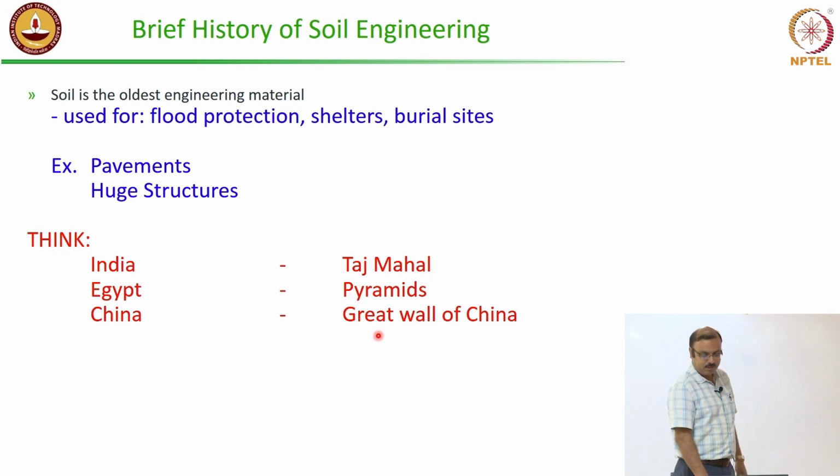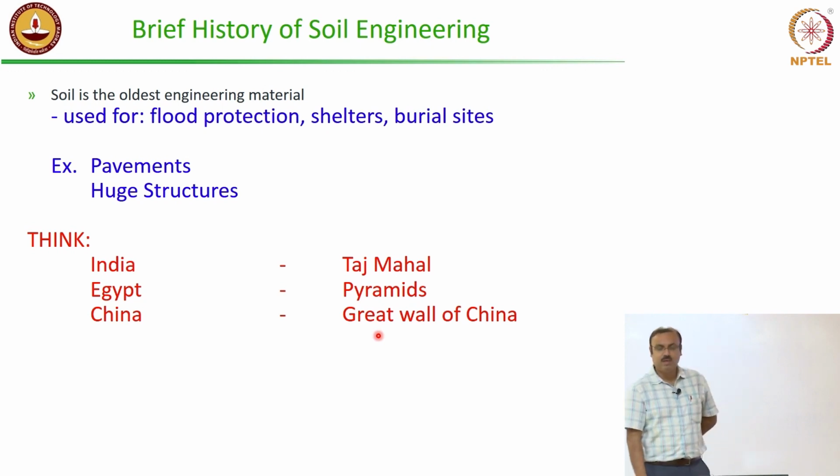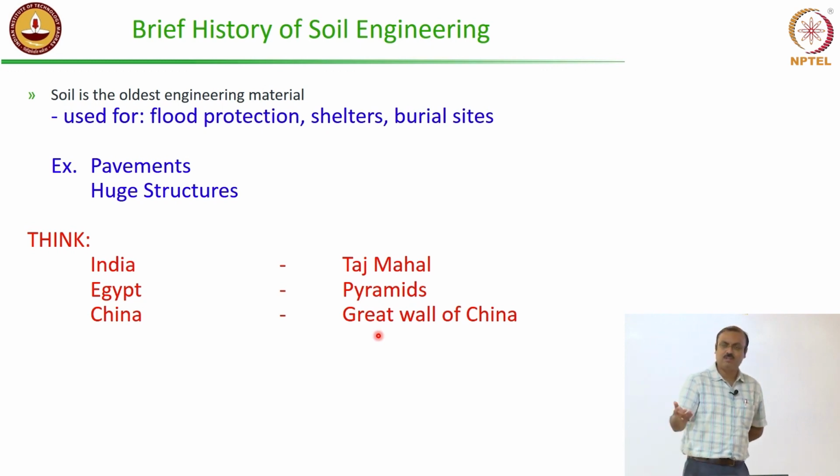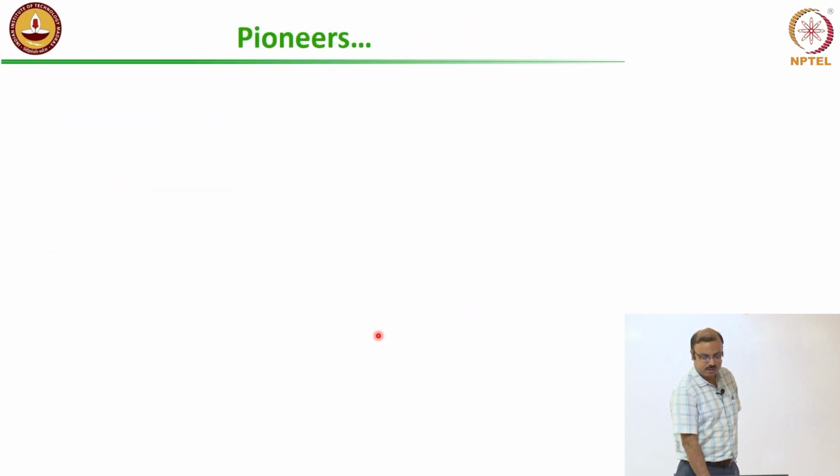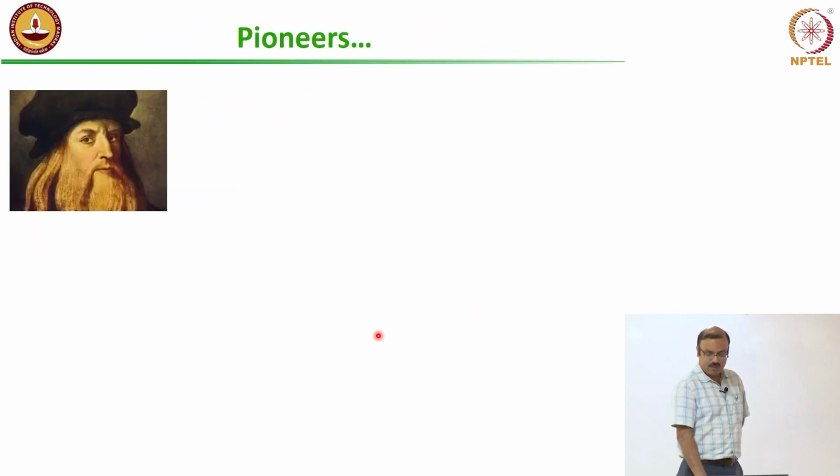So, a brief history of soil engineering: we have used it for many structures. Historically, in India we have the Taj Mahal, the pyramids, and the Great Wall in China, all kinds of marvels, but everything stands because there is serious involvement of geotechnical engineers. So, who are the pioneers in the field?